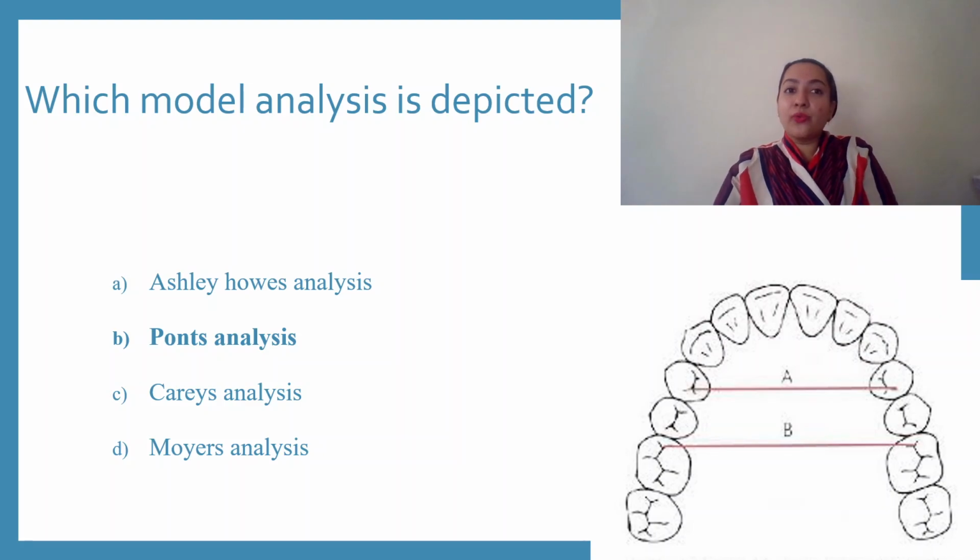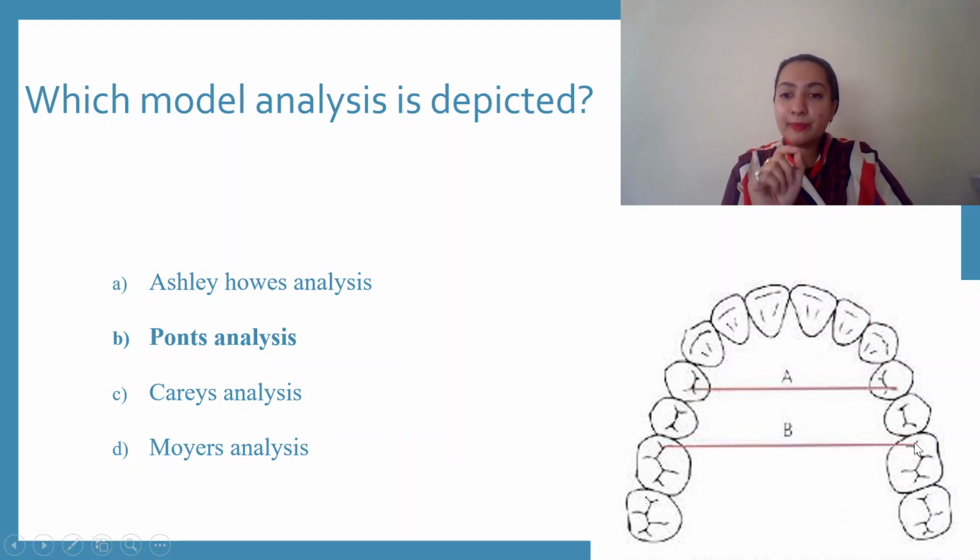Next question, which model analysis is depicted? Model analysis you all must have done, a lot of model analysis in third and final year. So I'm sure you all know that this is a typical Pont's analysis, where horizontal distance is measured between the two first premolars from the distal pit, and horizontal distance is measured between two maxillary first molars from the mesial pit.